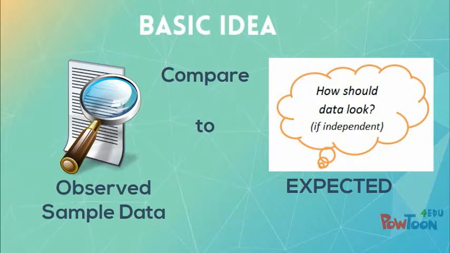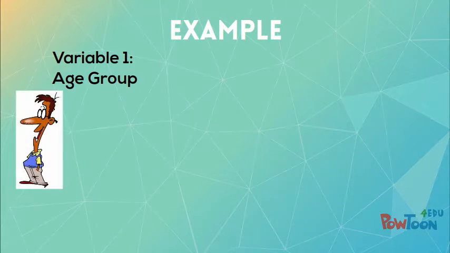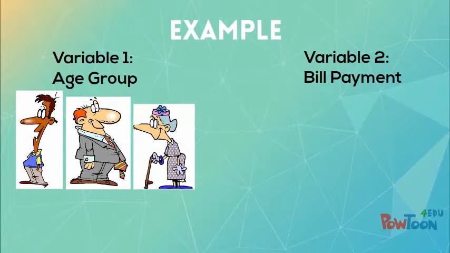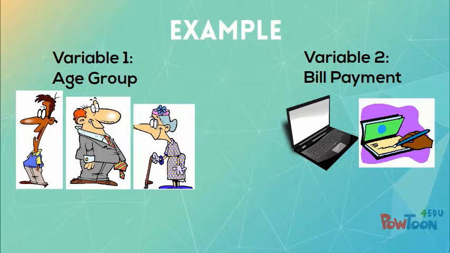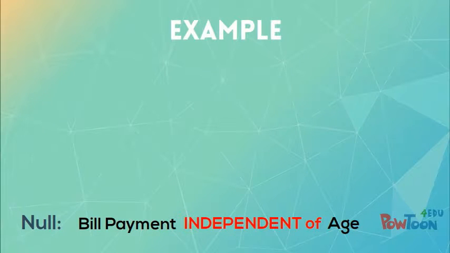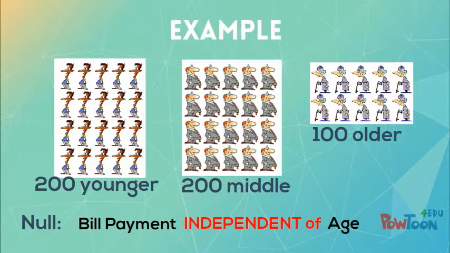Let's consider an example. Suppose our two variables are age group, either young, middle, or older customers, and bill payment preference, to either pay bills online or mail written checks. We want to know if age group affects bill payment preference. The null hypothesis is that it does not affect it, or that the preference is independent of age group. Suppose we take a sample of 500 customers, 200 young, 200 middle, and 100 older customers.